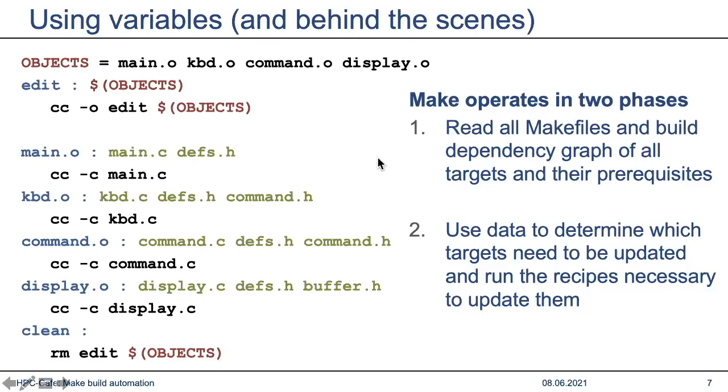And so you could see it's like a state machine. So it collects all the information and builds this dependency graph. That's the first step. And then in the second step, it uses this dependency graph to determine which targets need to be updated. And it runs all the recipes to do that, to update them. So this is how it works.